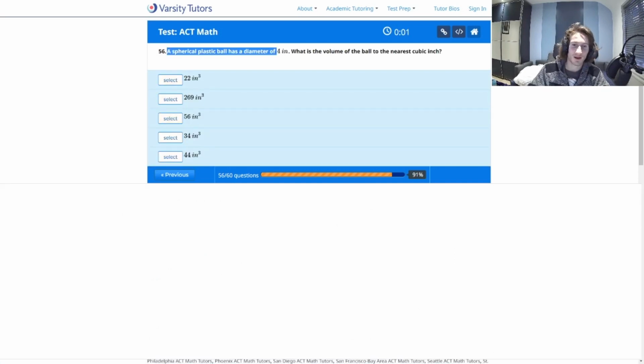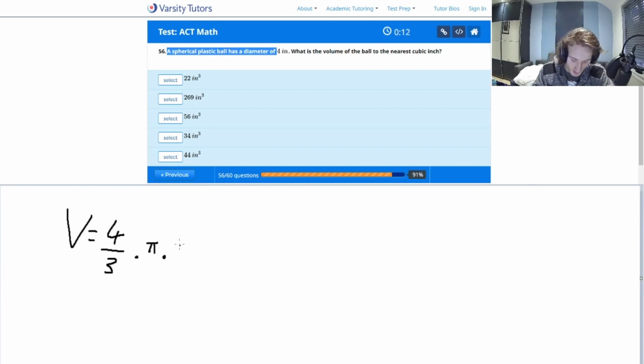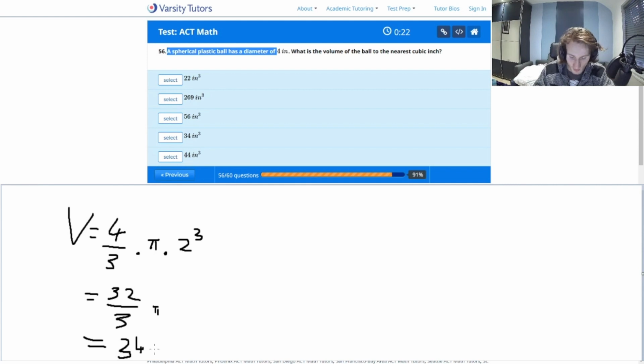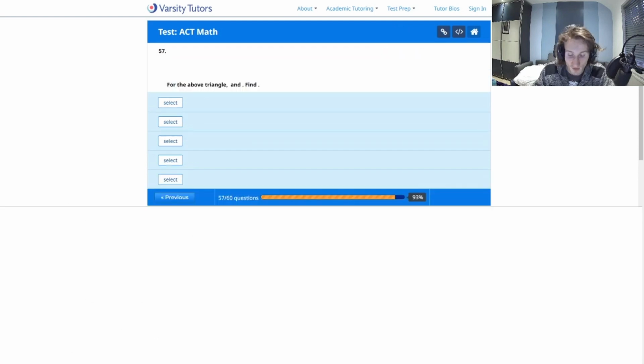A spherical plastic ball has a diameter of 4 inches. What is the volume of the ball to the nearest square inch? So that's 4 over 3 times pi times 2 cubed. 32 over 3 pi, which is 34 square inches. You have no idea how much I'm doubting myself here.